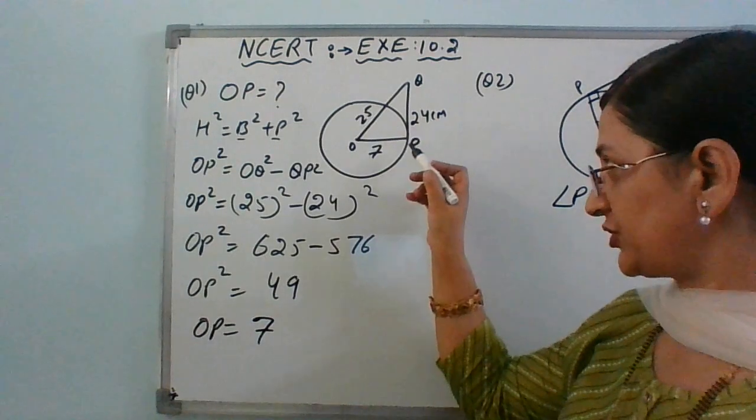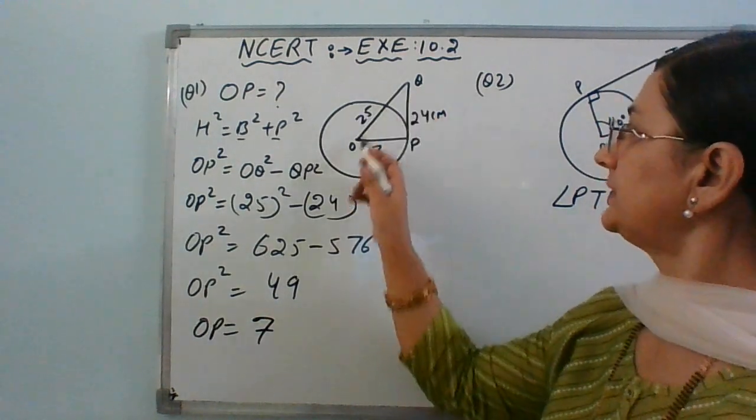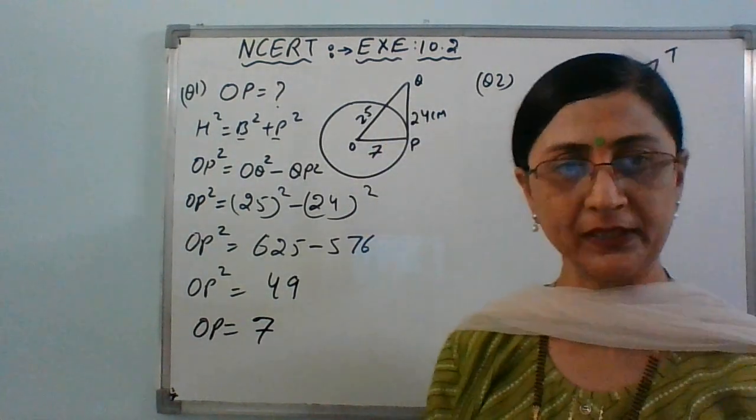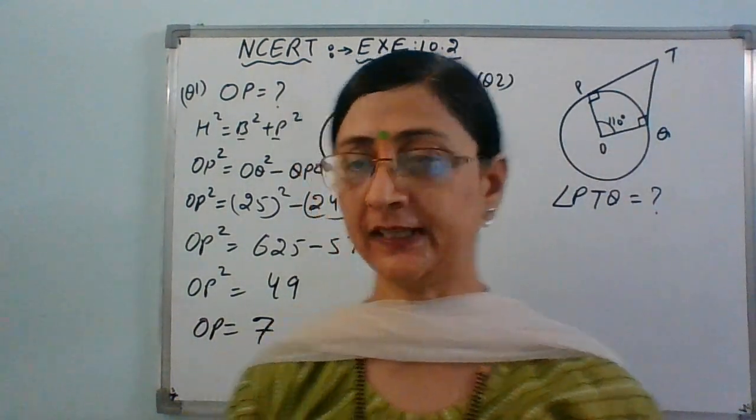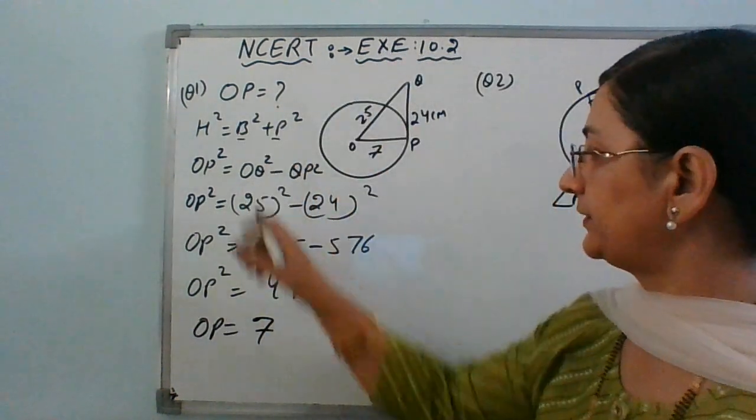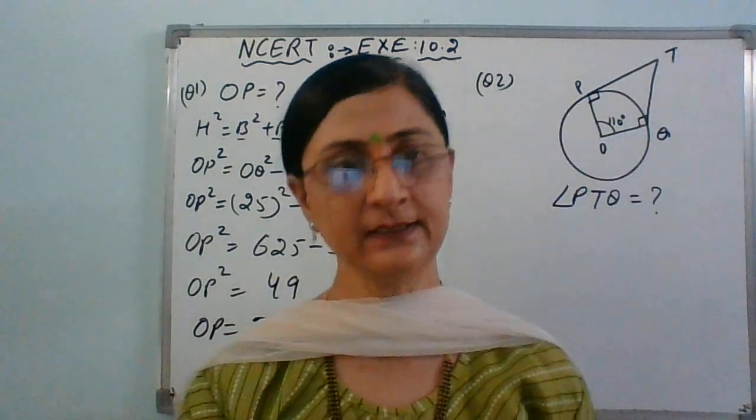So this was the tangent, this was the radius, and this was the line joining the center and the external point of that tangent, right? So applying the Pythagoras theorem, you'll get the answer, right?